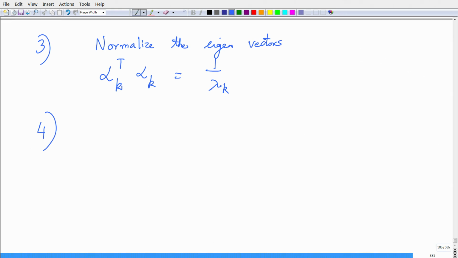Now, you can arrange the eigenvalues in the descending order and stack the eigenvectors linked to these eigenvalues in the corresponding way.